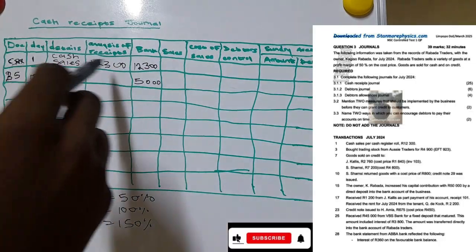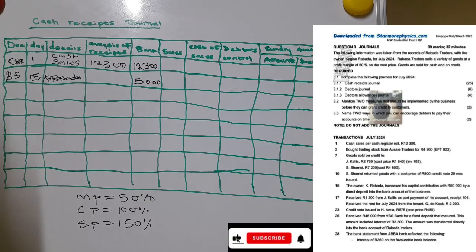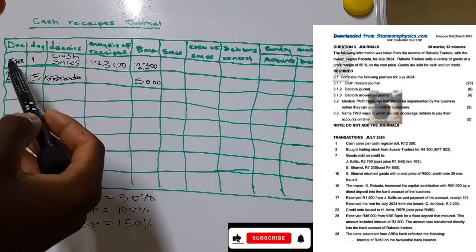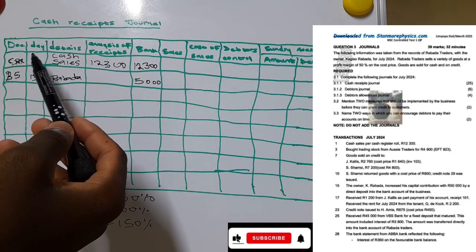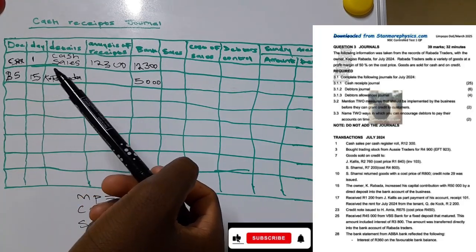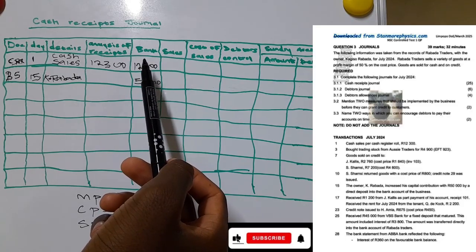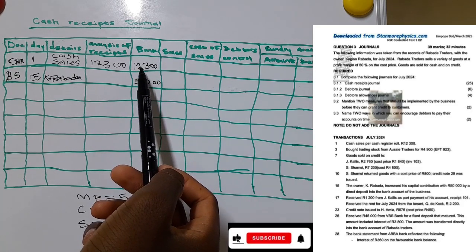Okay, on the first one, sorry for the inconvenience, we were not done with the first one. Let's go back to number one. Cash sales per register roll of 12,300. As you can see, we wrote the document number already, the day, details, analysis of receipt, and we recorded the amount under bank.